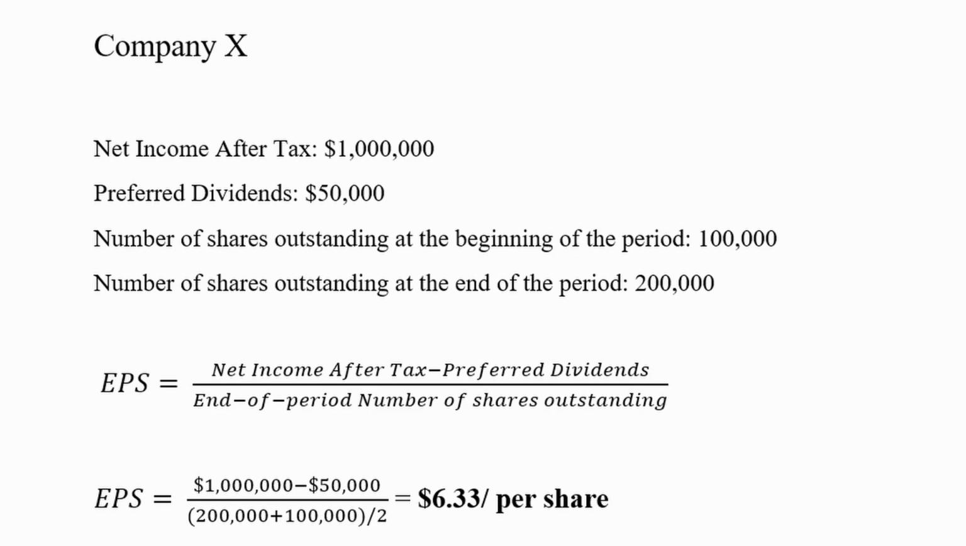So if we use the previous example, but this time say that company X pays out $50,000 in preferred dividends and at the beginning of the year had 100,000 shares outstanding, but at the end they had 200,000 shares outstanding. That would bring the EPS to $6.33 per share, which is entirely different to the original EPS of $10 per share. As you can see, this produces a more realistic and accurate EPS than the original formula, so it's important to keep that in mind.